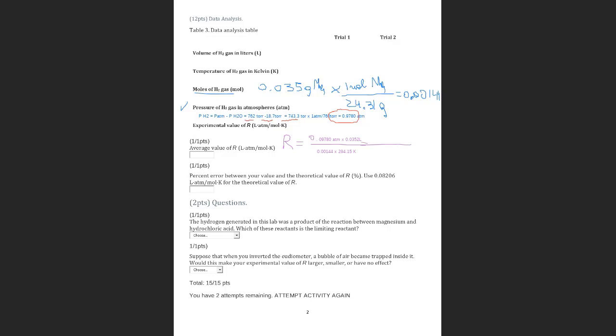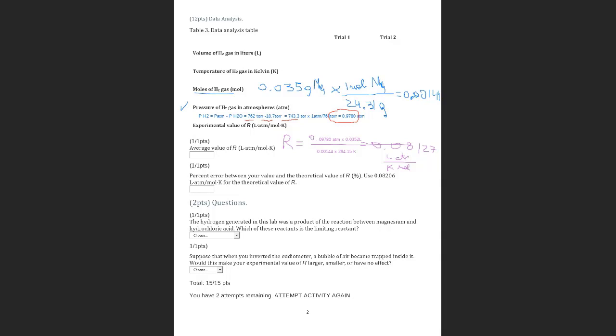When I do that, I obtain a value of R for trial 1 that is 0.08127, and the units are liters per atm per Kelvin per mole. These are the units of R, of the constant of the gases.